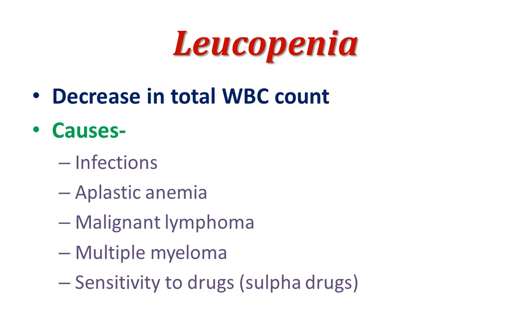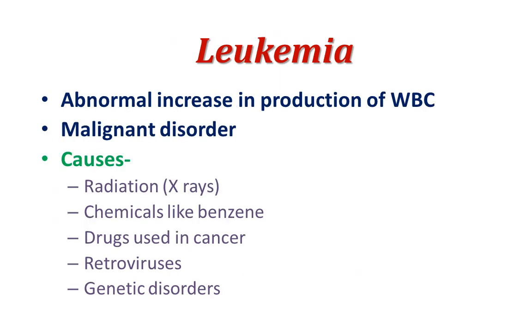In contrast to leukocytosis, leukopenia is a decrease in the total WBC count. This happens because of infection, aplastic anemia, malignant lymphoma, multiple myeloma, or a person having sensitivity toward sulfa drugs. This indicates that there is a decrease in the defensive system of the host.